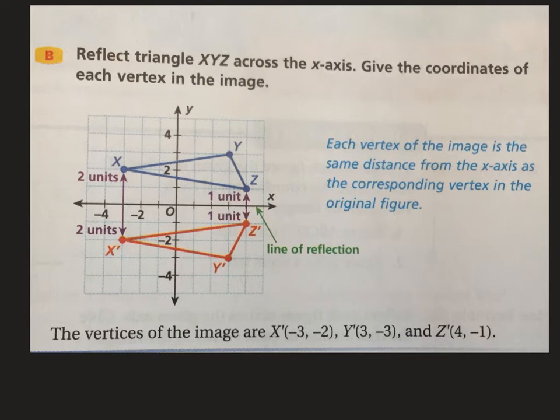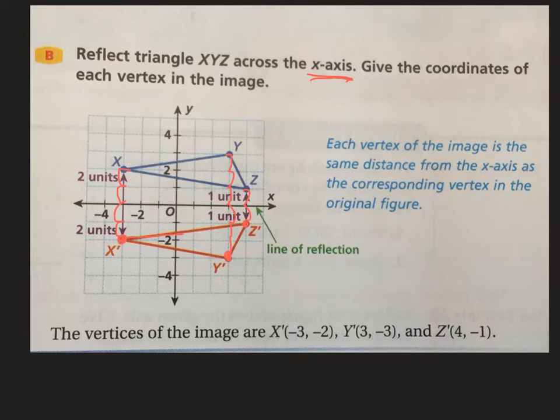Let's go to our friend rotation. Here we go. Reflect triangle X, Y, Z. There we go. Okay, so there's a triangle we're looking at, the top one up here. Let me erase my terrible line that I drew on there. Here we go. We need to reflect it across the x-axis. Give the coordinates of each vertex in the image. Oops, we haven't been doing that. Okay, next. So I notice 2 units up, 2 units down. Here's X prime. 1 unit up, 1 unit down, Z prime. 1, 2, 3 units up, 1, 2, 3 units down, Y prime.